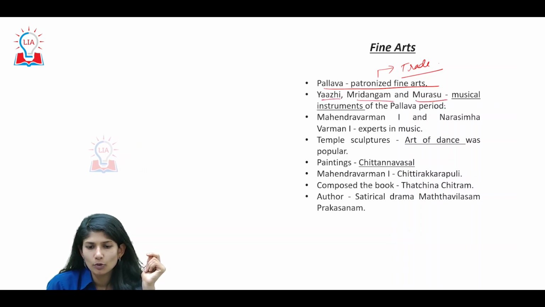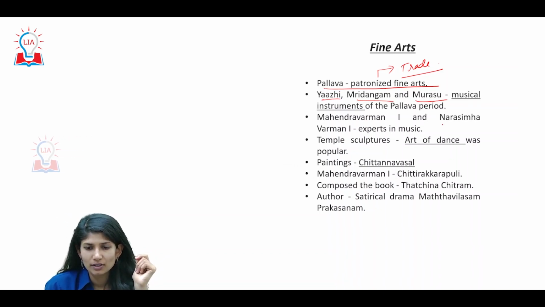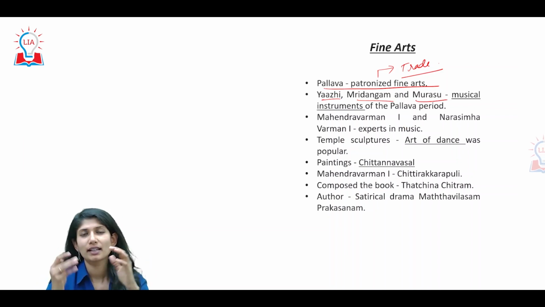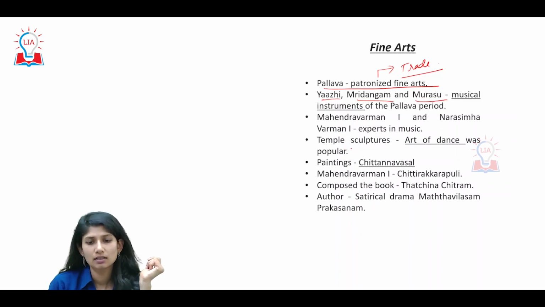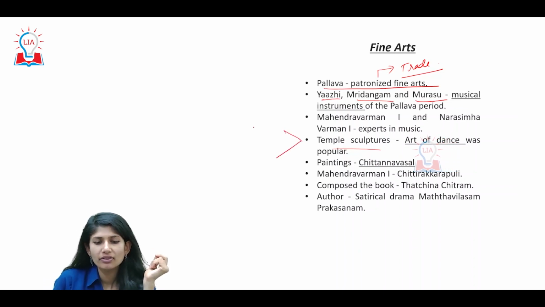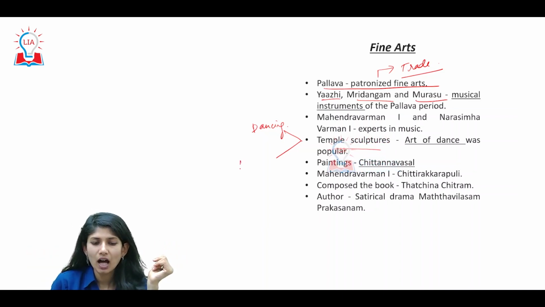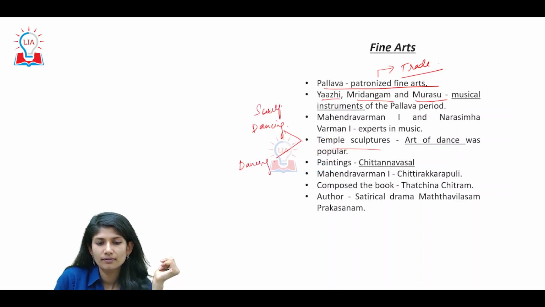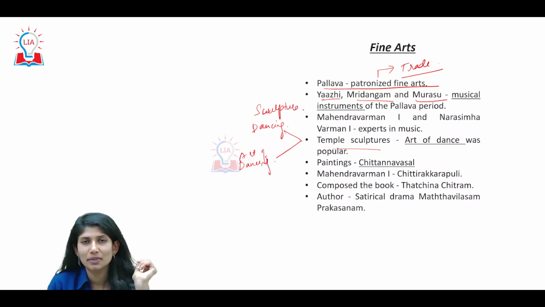Now look at this. Yali, Mridangam, Murasu, they were the musical instruments during the period of Pallavan time. Also Mahendravarman I and Narasimhavarman I were themselves the patrons of music. Now one thing with respect to your temple sculpture is, with temple there are two things. One, the sculptures had predominant dancing sculptures. One more thing is the art of dancing in the temple. The art of dancing in the temple was largely practiced.